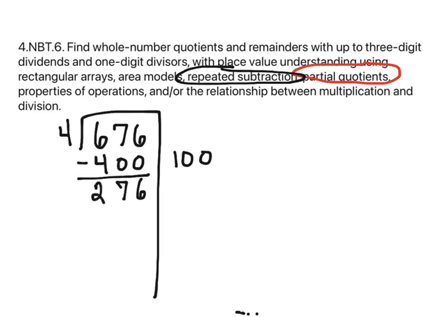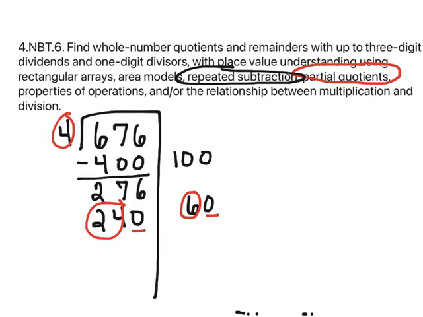All right, well, I can take more chunks. Knowing my 4's times tables, I can actually go 4 times 60 is 240, because 6 times 4 is 24, but 4 times 60 is 240. All right, so let's go ahead and subtract. 6 take away 0, 6. 7 take away 4 is equal to 3.